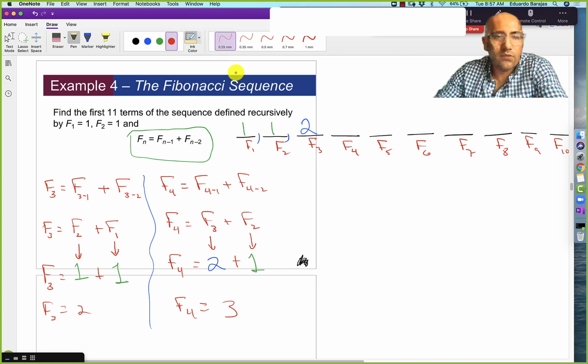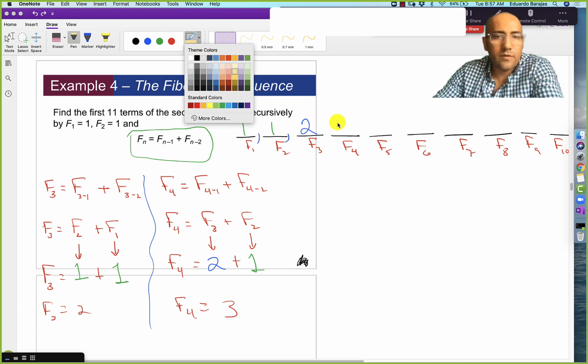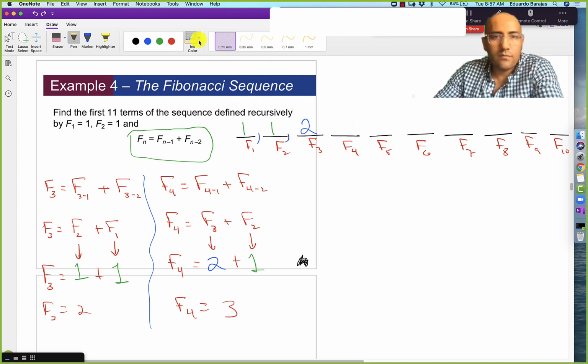How does yellow look? Probably not very good. Like a brown.